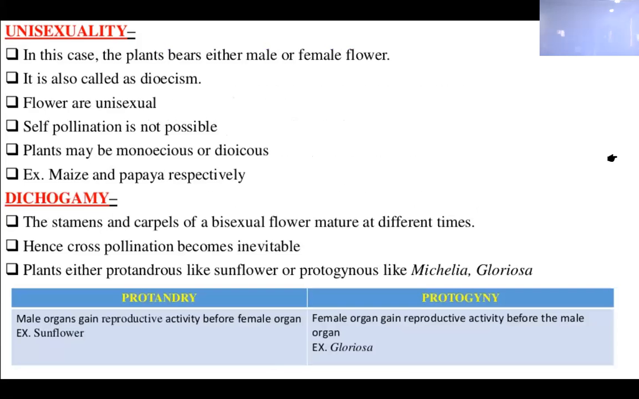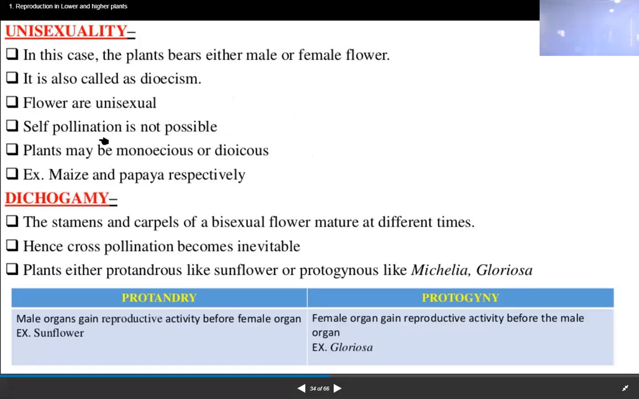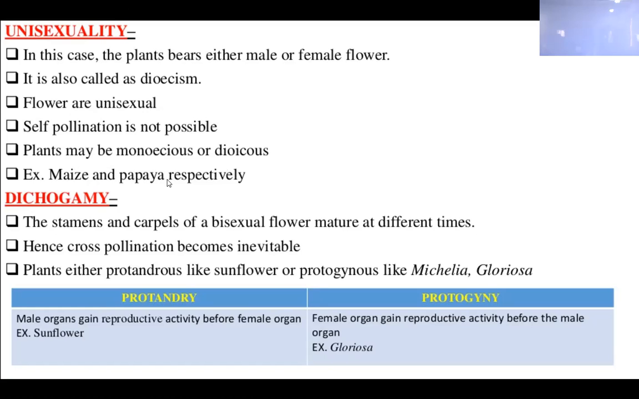Now, what is unisexuality? In this case, the plant bears either male or female flowers, and it is called dioecious. Flowers are unisexual. You know the meaning of unisexual and bisexual. Self-pollination is not possible in this case. What we are doing is avoiding self-pollination and promoting cross-pollination. Plants may be monoecious or dioecious. For example, maize, papaya. Here you can see. Now, understood about this? First one.